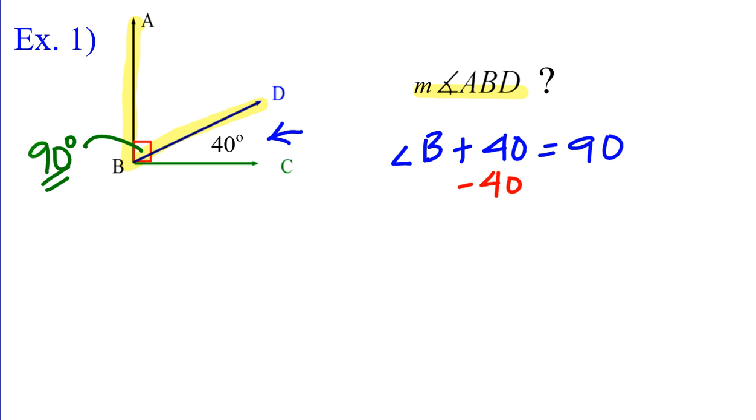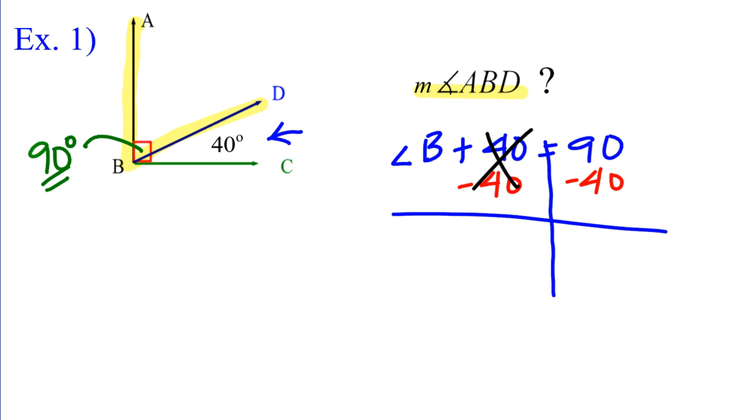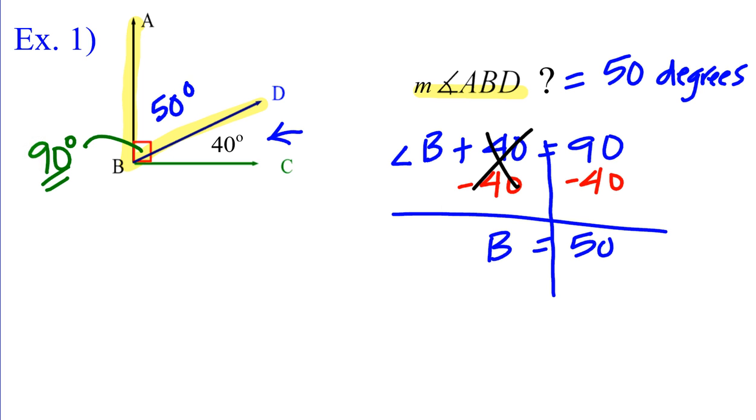So let's follow our setup for solving equations, which would be isolating the variable. So this 40 would go away, and we'd be left with angle B equal to 50. If we wanted to know the measurement of angle ABD, we would say it was 50 degrees. Very straightforward, and most people are thinking, well, 40 plus 50 is 90. We can recognize that is true. Those adjacent angles are complementary to each other.